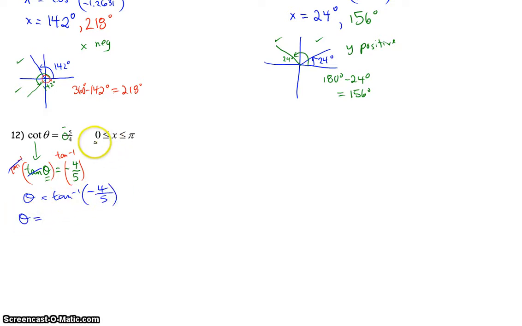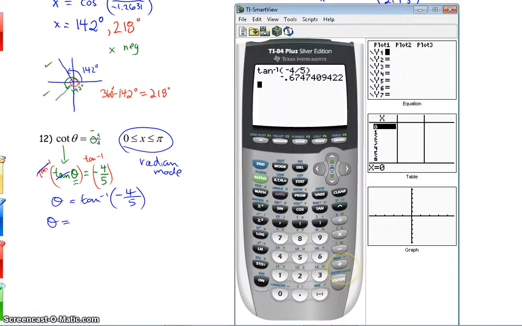Make sure you're in, check your domain. Make sure you're in radian mode. Okay, and you're going to be doing the inverse tan of negative 4/5. Okay, and I'm going to do that as well. Okay, so this is where it gets a little tricky. You notice we have an angle of negative 0.67 approximately.